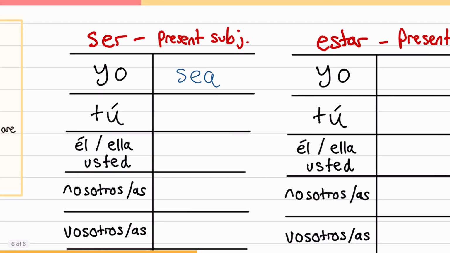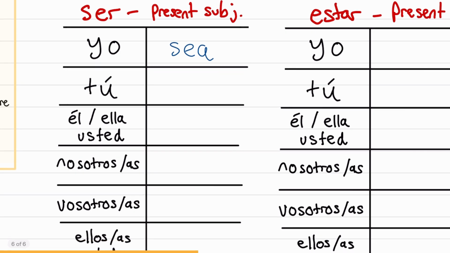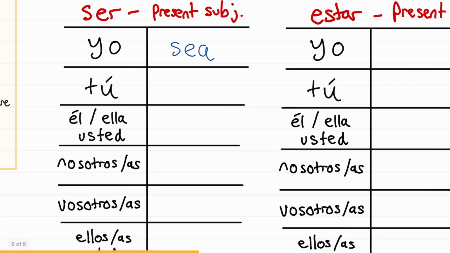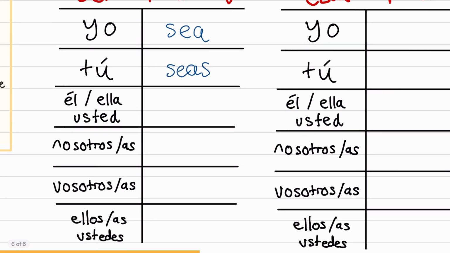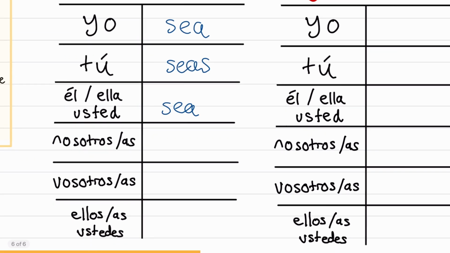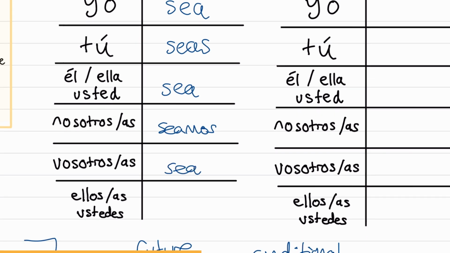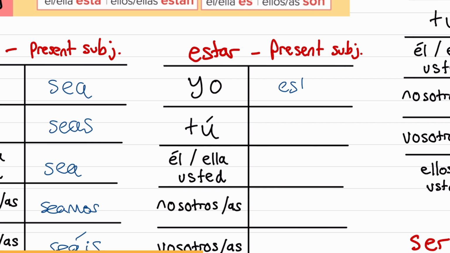And again, if you want to know how the subjunctive works, I'll put links in the description to that. I'm not going to go into that right now. But it's a more complex structure. Sea means I am. Then seas, and from here you can tell it's quite self-explanatory. Sea, sea, seamos, seáis. I'm missing a few accents, aren't I? Seáis, and then sean.